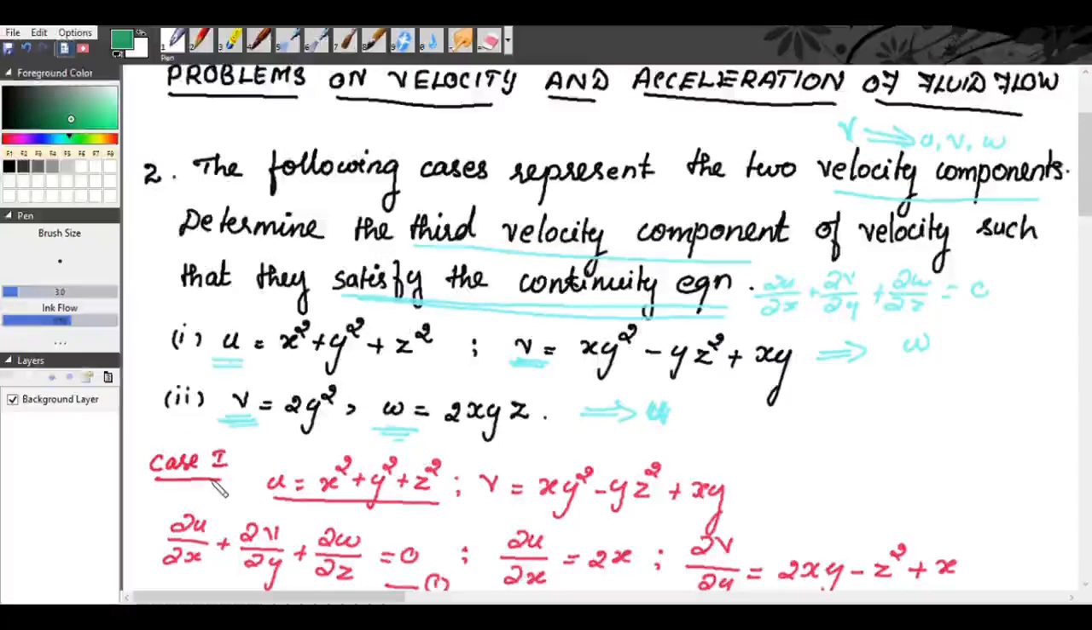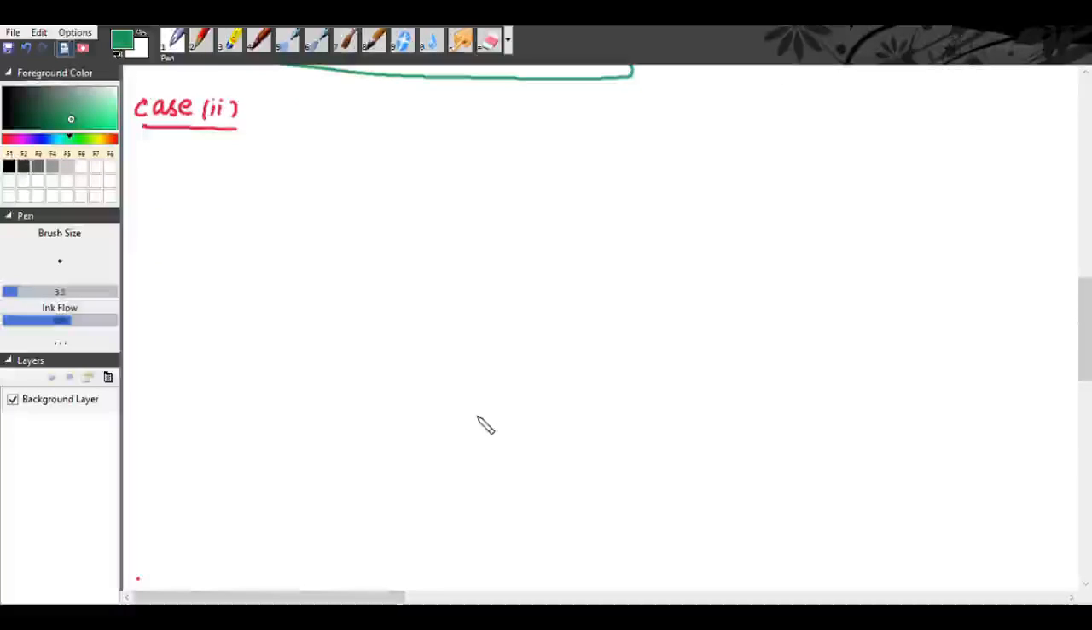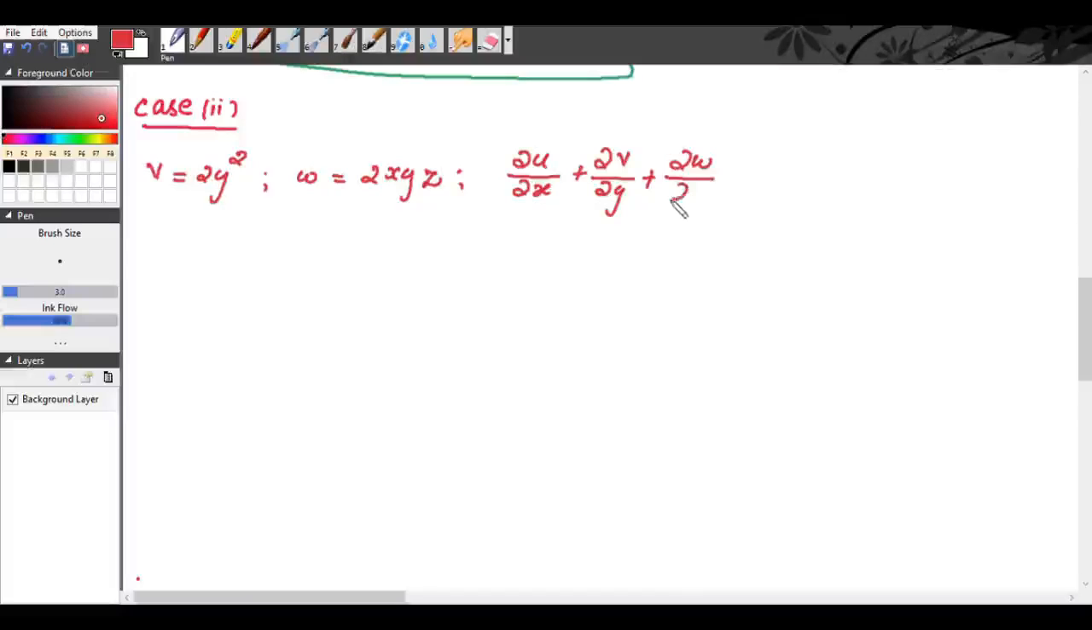Similarly, we'll move on to our second case. For the second case, v and w are given. V is given as 2y square and w is given as 2xyz, and it satisfies the continuity equation, that is dou u by dou x plus dou v by dou y plus dou w by dou z is equal to 0. We will take this as equation number 1.